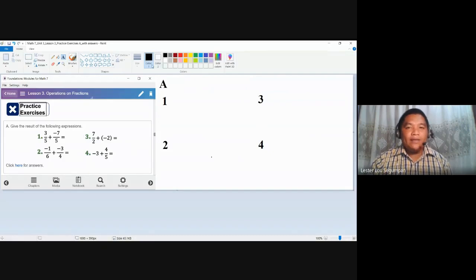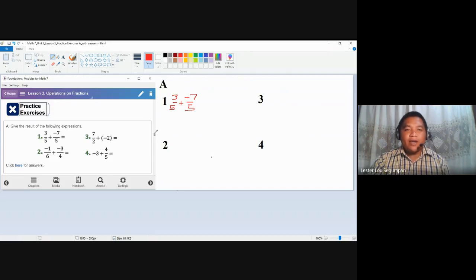Number 1, we have here the item 3 fifths plus negative 7 fifths. When we try to add fractions, there is one rule that we always need to follow. This is also true to subtraction in the next video. When we add fractions, we need to consider similarity of fractions. Similarity of fractions means we need to make sure that the fractions to be added are similar. When we say similar, they have the same denominators.